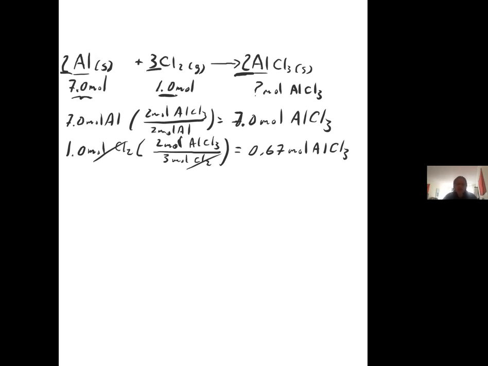Okay, so first of all, it doesn't ask us, but let's identify the limiting reactant. The limiting reactant is the one that gives you the less of the product, the smaller amount. So the less product is this one right here. That's the smaller amount. So it came from chlorine. So chlorine is the limiting reactant.